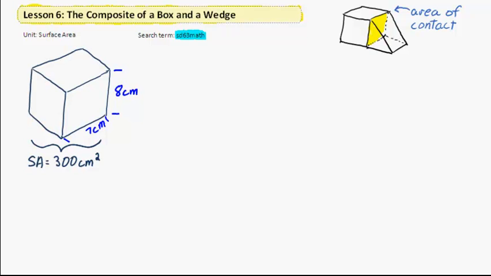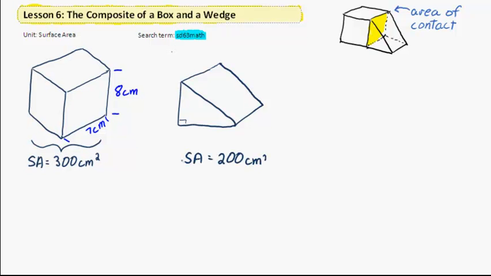Now let's set that aside and look at a wedge. Here's the wedge. It also has a surface area that's known. It's 200 centimeters squared, let's say. And there is one face of the wedge that is known as well. It has a line across the top there of 7 centimeters and also a height of 8 centimeters, which you might notice balances or matches the box exactly.